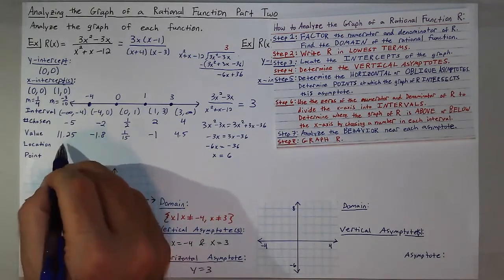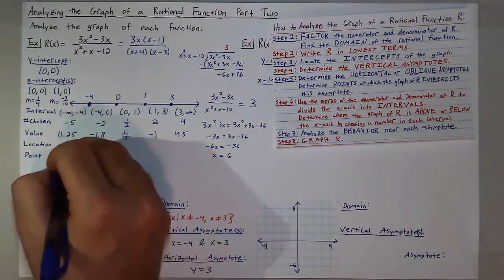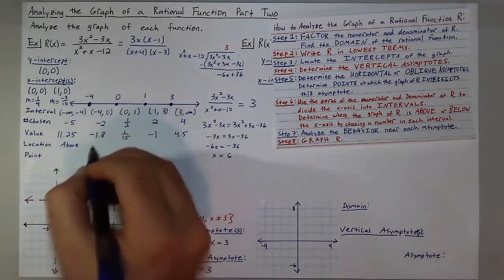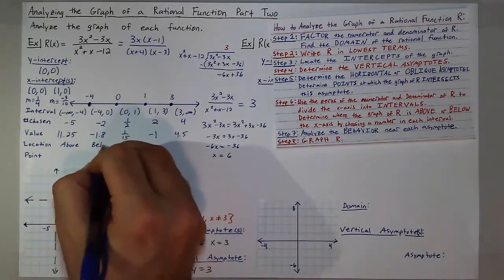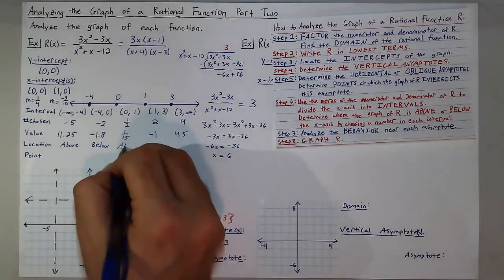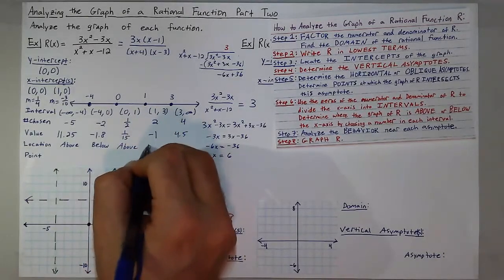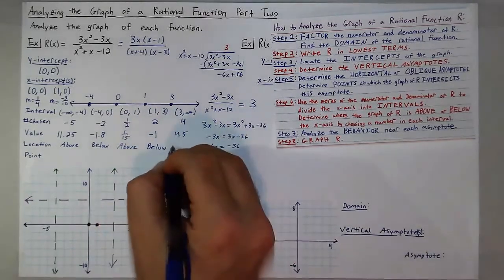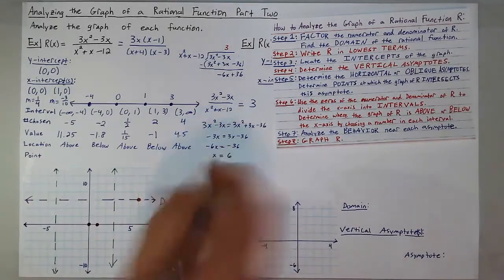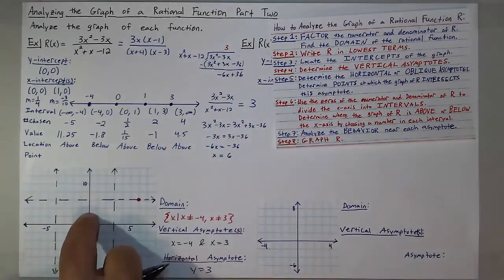Now, its location: since this is positive, that would be above the x-axis. This is negative, so it's below. That's positive, so it's above. Negative 1, so we're below. And positive means we're above the x-axis. So we're above it, we're below it, we're above it, we're below it, we're above it.